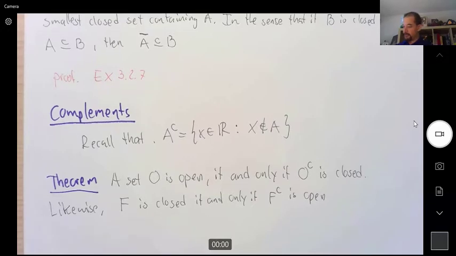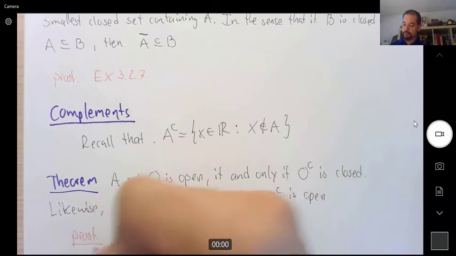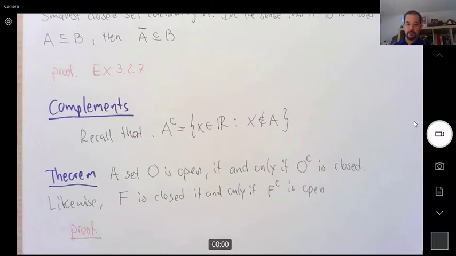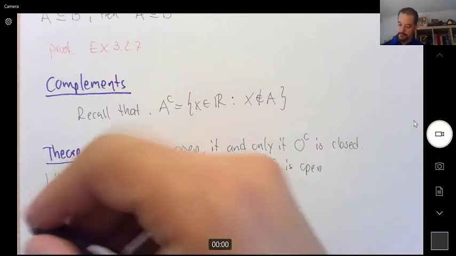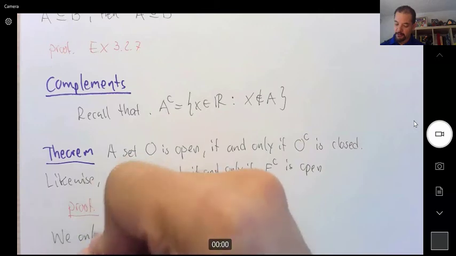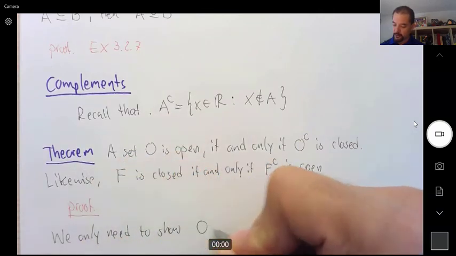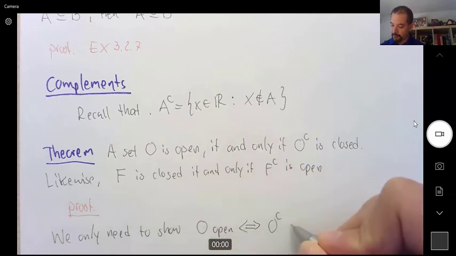Let's prove this. And in fact, we only need to prove half of this. The other one follows easily, so we only need to show that O is open if and only if the complement is closed. Let me explain why first. We only need to show O open if and only if O complement closed.